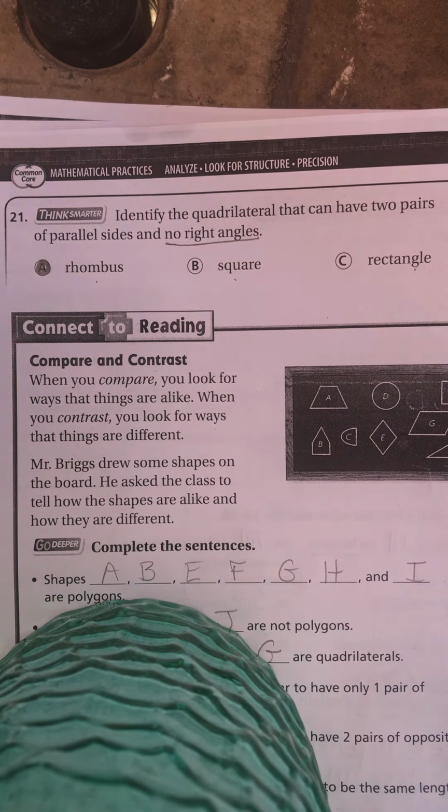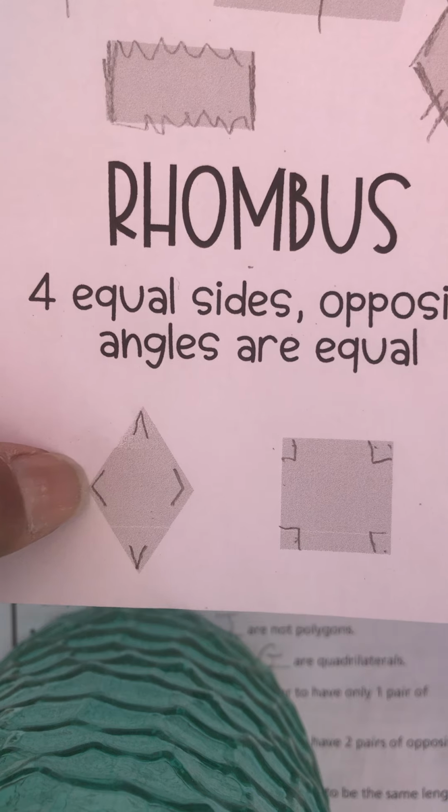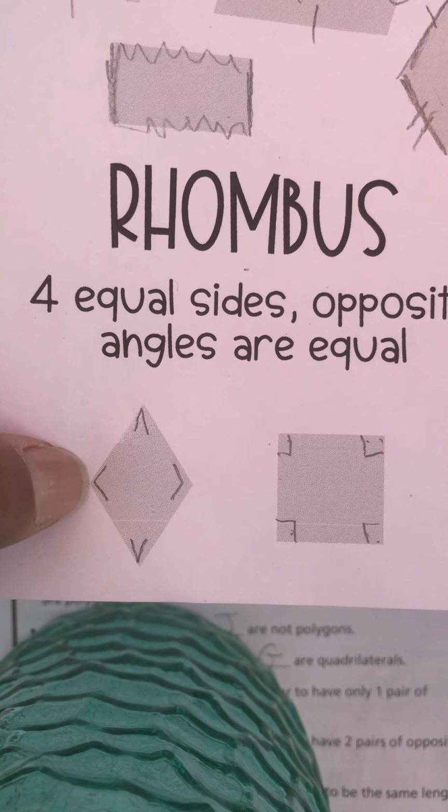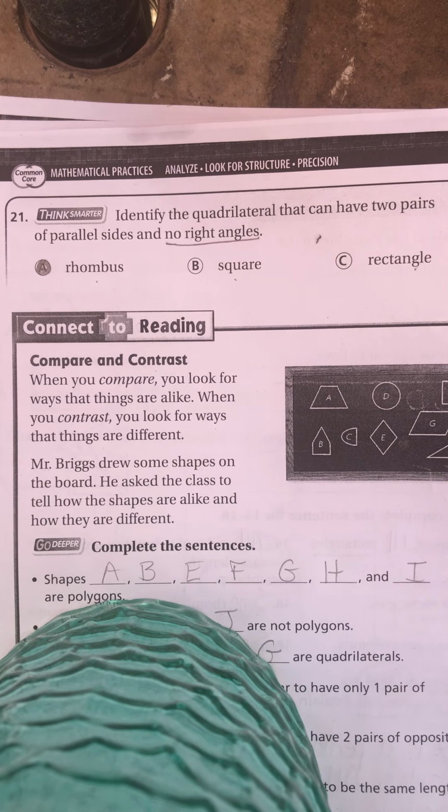And again, here's a rhombus. Now they give you an example of a square as a rhombus, but then they also show you another kind of rhombus that doesn't have right angles. And because rhombus was one of your choices, that's the only one you can circle.